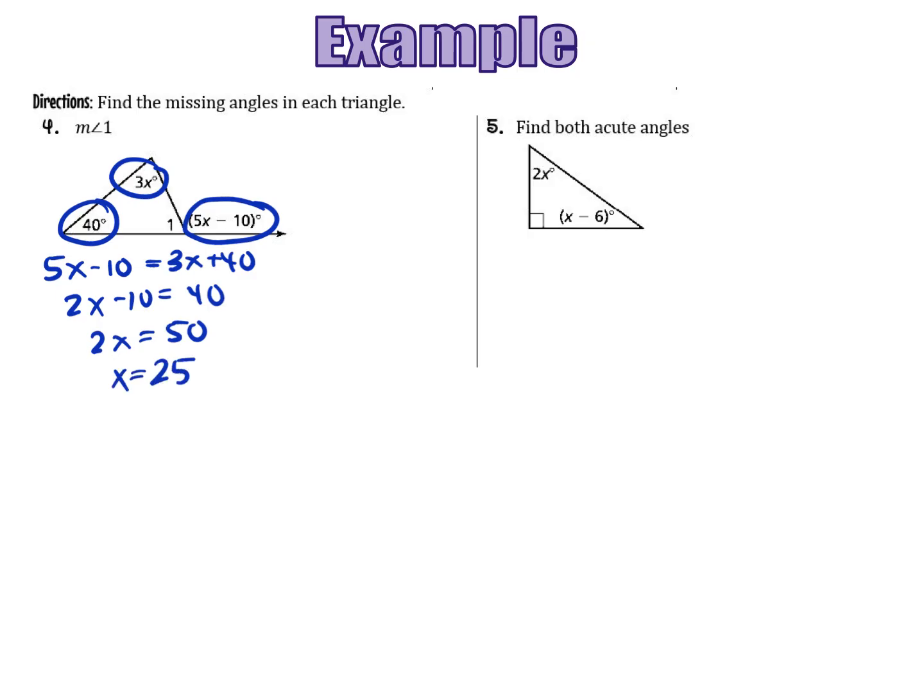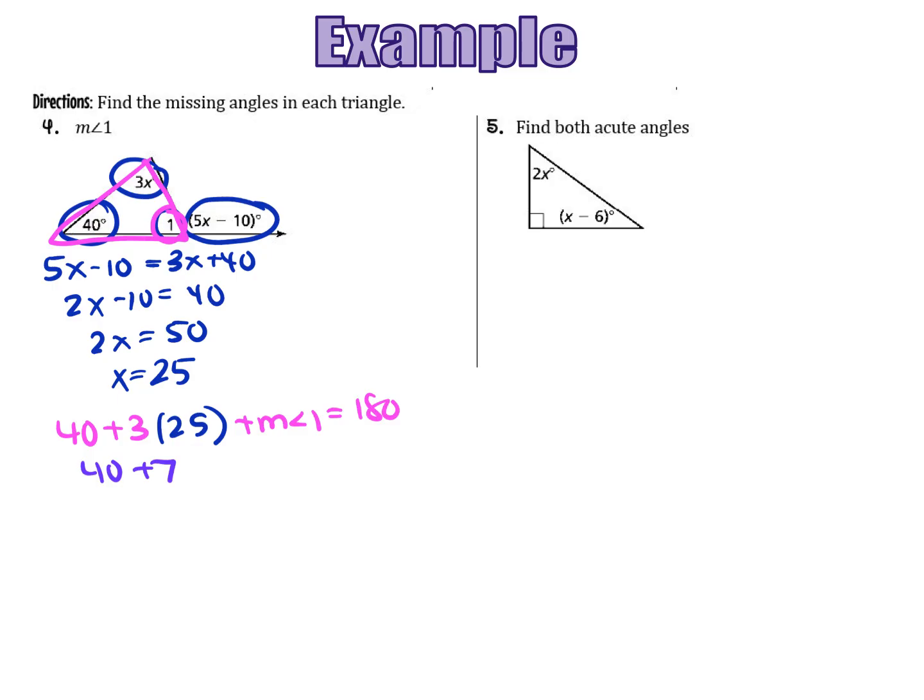Now, we weren't asked to find x, we're asked to find the measure of angle 1. So if we add these three angles together, we should get 180. So we can say 40 plus 3x, which we know x is 25, plus the measure of angle 1 is equal to 180 degrees.